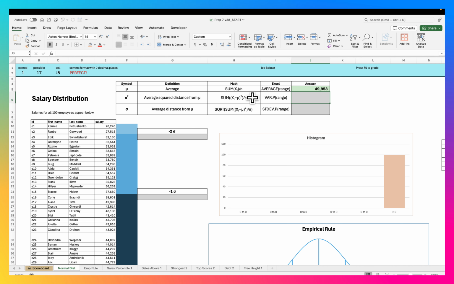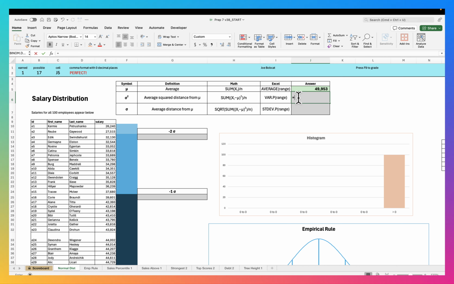Now, we'd like to get two other measures. Actually, the one we really want is down here. But on the way to it, we're going to calculate this one in the middle. And that's called the variance. And the variance is the average squared distance from mu. And the way that we would calculate that is we would take each of these salaries, subtract the average that we just found, square that, add all those squares up, and divide by n.